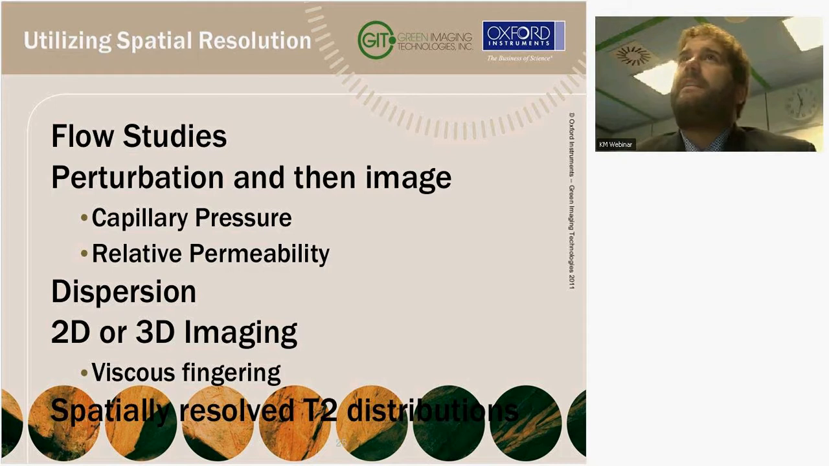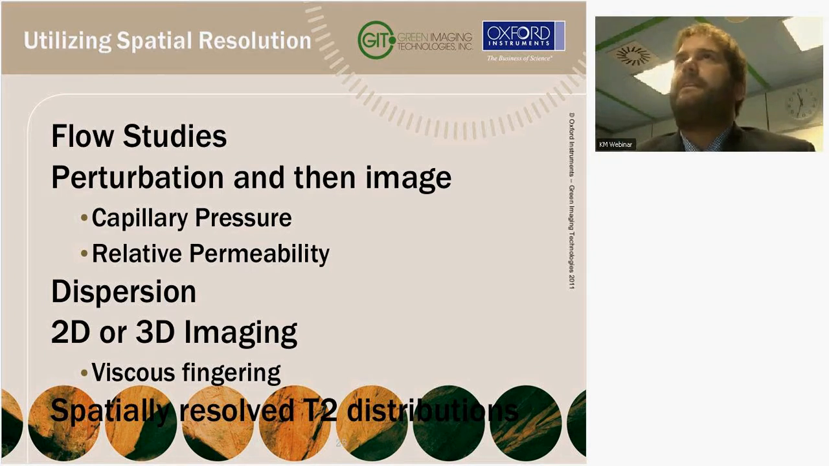From this point on, I'd like to describe a different class of NMR measurements that focus mainly on laboratory techniques of resolving space. So utilizing the spatial resolution of NMR. In other words, we're going to try to tell where that hydrogen is coming from in these measurements. And we'll do things that I call perturbation then image. In other words, we're going to do something to the rock, and then do an NMR measurement, something to the rock, and do another NMR measurement.